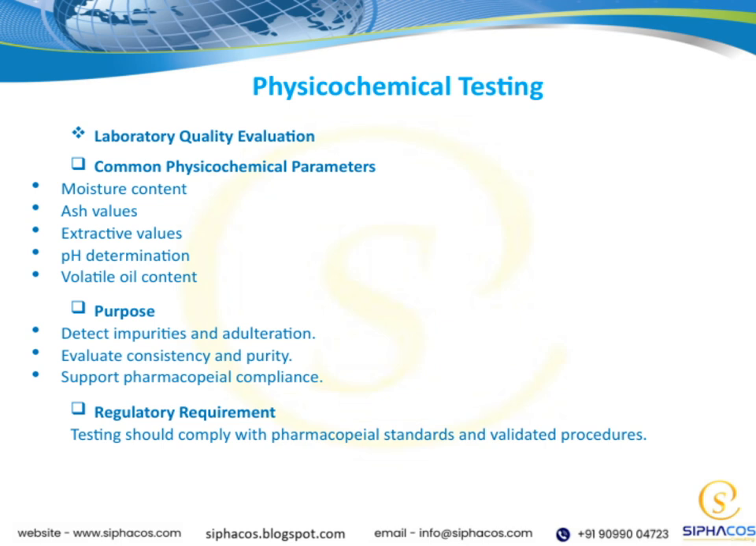Extractive values inform us about the amount of active constituents that can be extracted with solvents, and pH determination helps us gauge the acidity or alkalinity, which can affect stability and absorption. Lastly, volatile oil content is important, especially for products with aromatic or essential oil components. The main purpose of conducting these tests is to detect any impurities or adulteration that could compromise safety or efficacy. They also help us evaluate the product's consistency and purity, ensuring each batch meets quality standards.